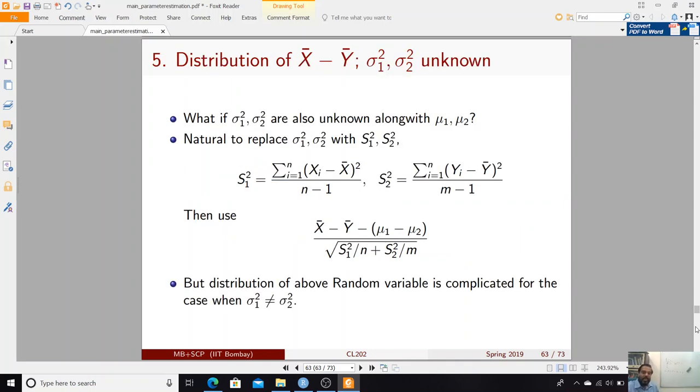Okay, let's go to the next case, where sigma 1 square and sigma 2 square are unknown. As you would imagine, in this case we would use our intuition and try to replace sigma 1 square with S1 square, the sample variance, and sigma 2 square with S2 square, the sample variance. Unfortunately, when you do this, it is a very complicated distribution. It's not like a t distribution or any other distribution that we have seen, so in this case we will not proceed further because this distribution is far too complicated.